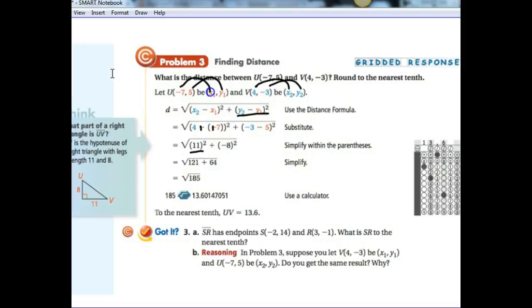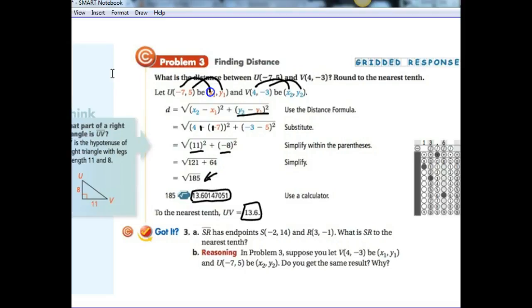So that becomes 11 squared. The other one becomes -8 squared. This becomes a total of 121 plus 64, or the square root of 185. If I use my calculator and take the square root of 185, that's approximately 13.6. I know it goes on, but if we're rounding to the nearest tenth, that would be about 13.6.